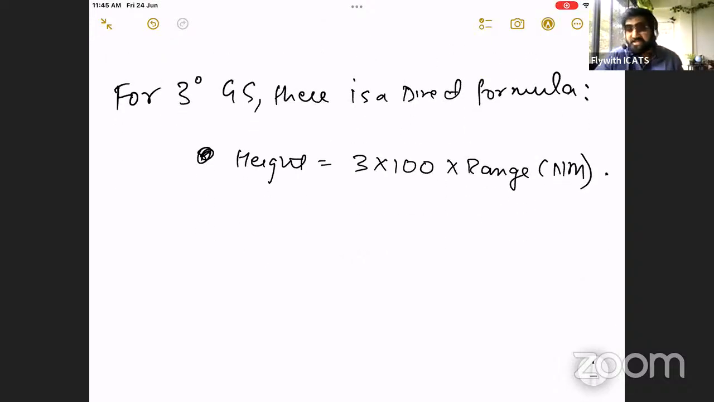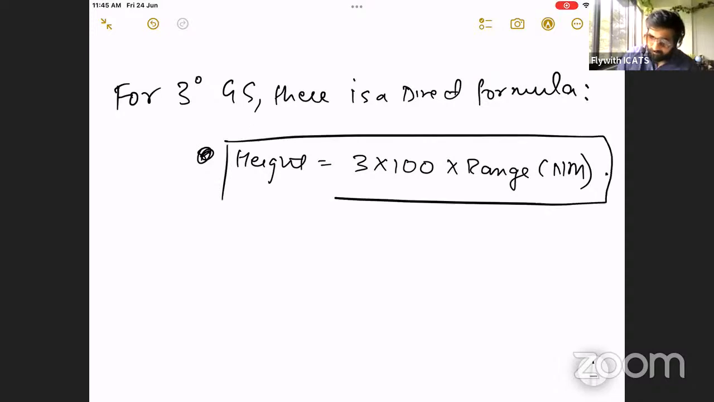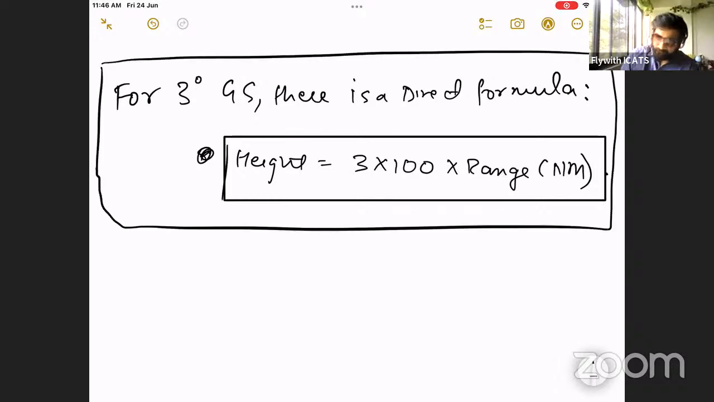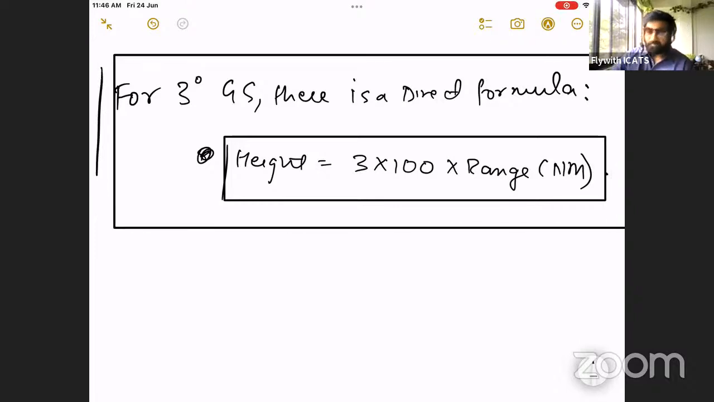Remember, there's a direct formula where you can use your range in nautical miles directly. The direct formula is height is equal to 3 into 100 into range, and it's only for a 3-degree glide slope. Remember this. Make proper notes about these two formulas. For a 3-degree glide slope, you have a direct answer.